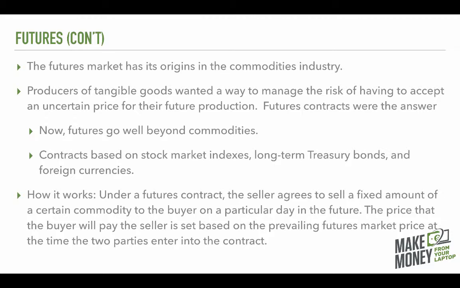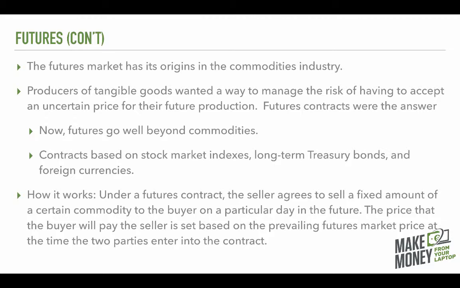So futures contracts were the answer for that. And futures now go well beyond commodities, as a matter of fact. There are futures contracts that are based on stock market indexes, long-term treasury bonds, and even foreign currencies. So there are a lot of different contracts out there, but they're all based on things that are going to happen a month from now, 2 months from now, 5 months from now, and so on. They're based on things that are happening in the future, which is why they're called futures contracts. We're speculating on what's going to happen down the road.